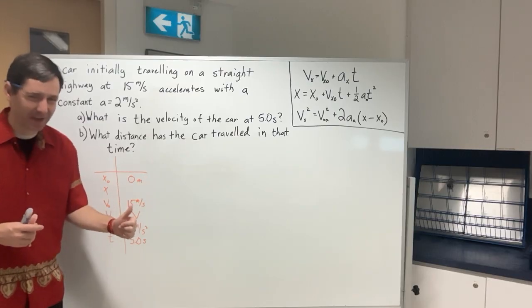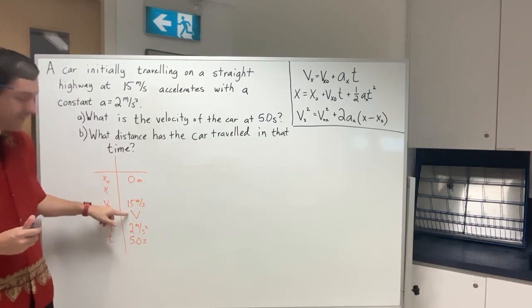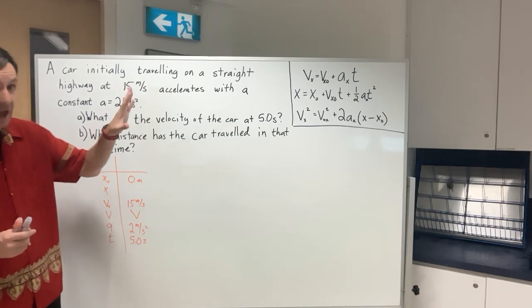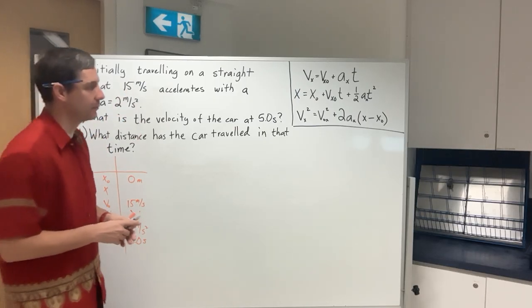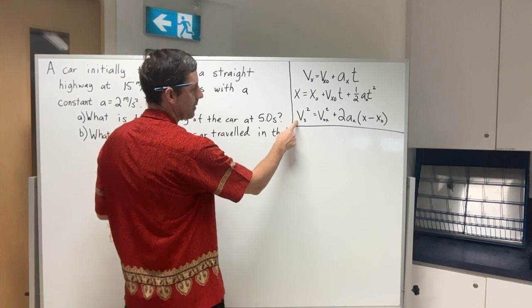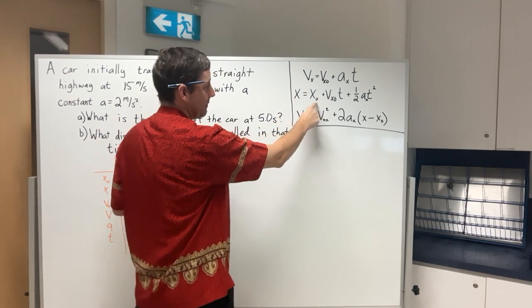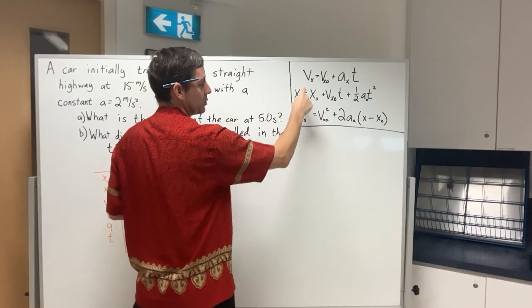What don't I have? What do I have is going to help me find what I need. So I need V, so I definitely need an equation that has that V in it. As I'm looking, I notice that this has V, that has V, this does not. This has the V naught, but it doesn't have V. So I'm not going to be using this equation. I'm going to be using one of those two.